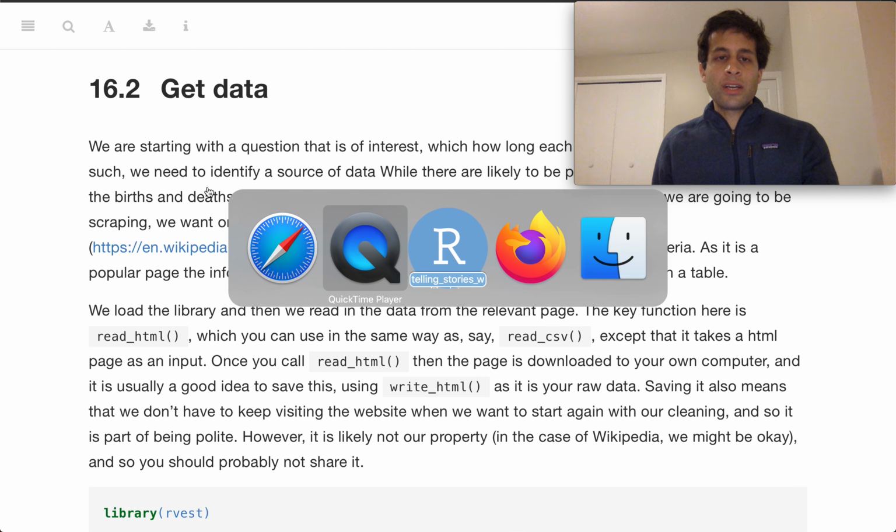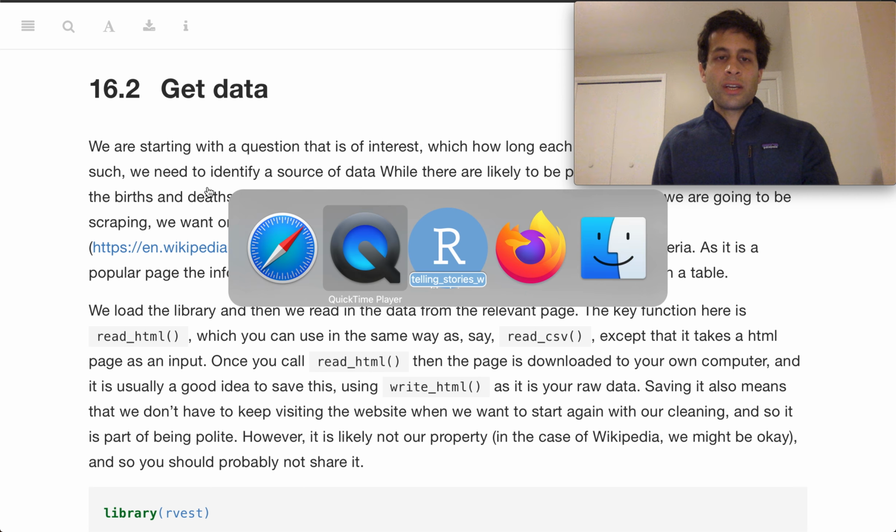Now, once we've read the HTML, and in our case, I've called it raw data, the data that we read from the website is now sitting locally. It's on our computer. And so one thing that I like to do at this point is to save it. We need some sort of equivalent to save our HTML page, and in this case, the equivalent is write_html.